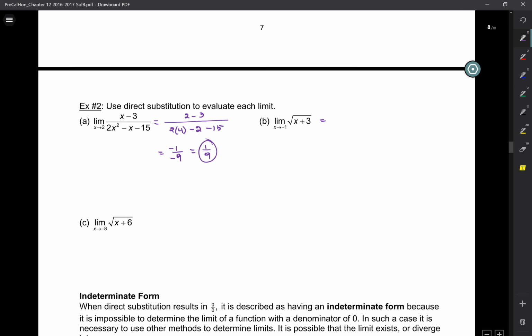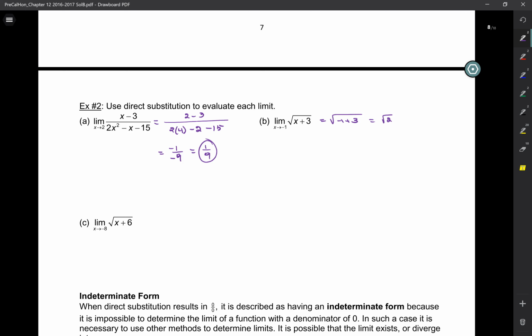All right. Let's find the limit of root x plus 3 as x approaches minus 1. What am I going to do? Plug it in. And that's just root 2. Yes? All right. Let's do another one.